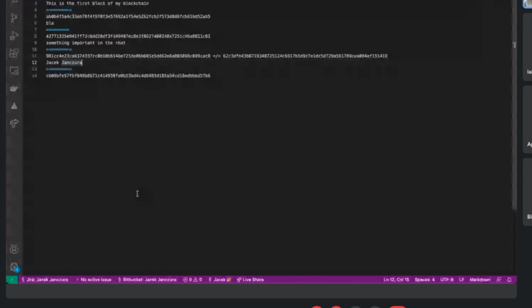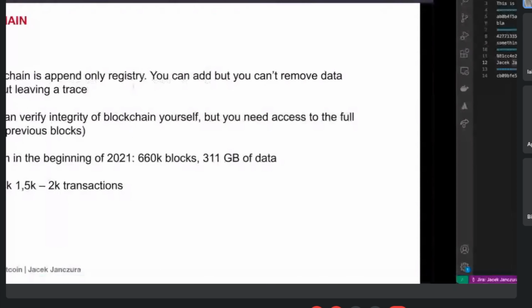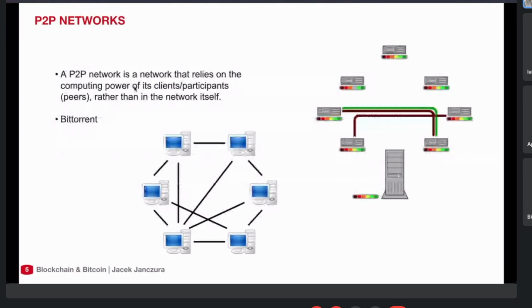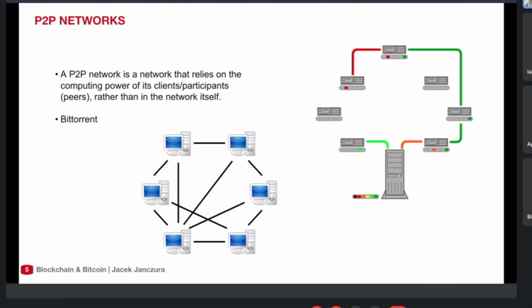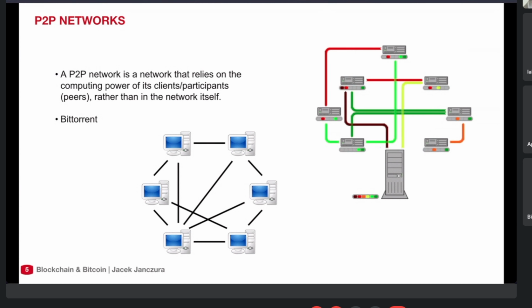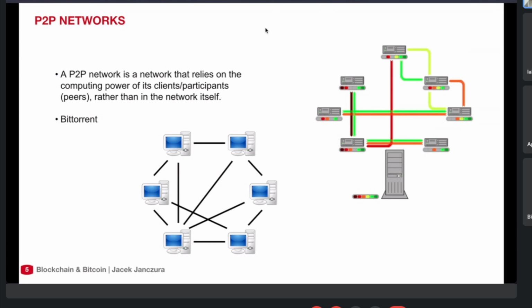Before I tell you what a transaction is, let's focus on the next example, with the next important word, which is peer-to-peer networks. Do you have any questions so far? No questions. Okay, good. So, peer-to-peer networks.